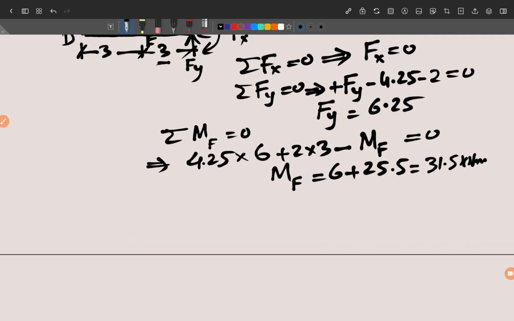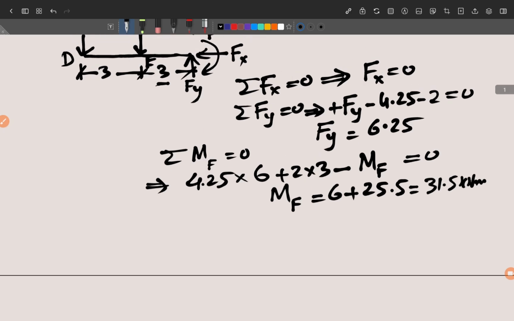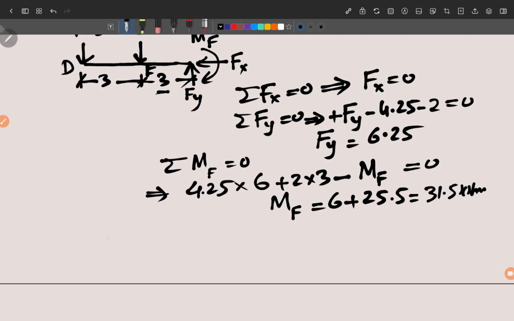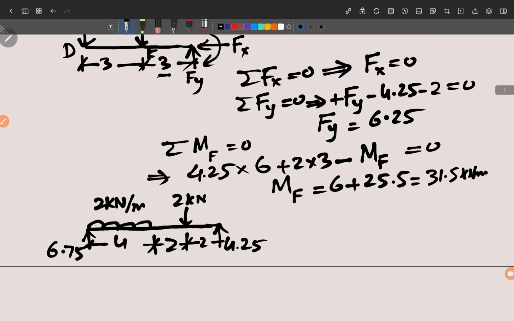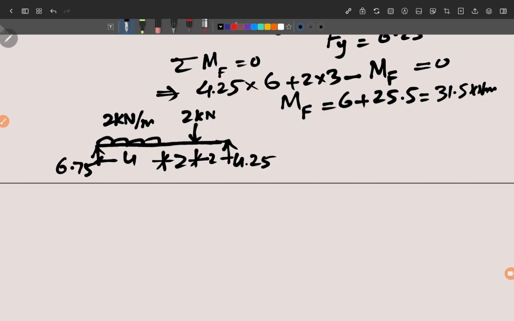Now we come to this first part, which is A, B, C, D, and we will draw the shear force diagram and bending moment diagram for this component. So we draw the diagram here. This is your A, B, C, D. Here is the force at A, which is 6.75, and then you have a UDL of 2 kilonewton per meter. The length is 4 meter. Then you have a load of 2 kilonewton, and then here is the reaction 4.25. So this is your beam, and now we will draw the shear force and bending moment diagram for this beam.